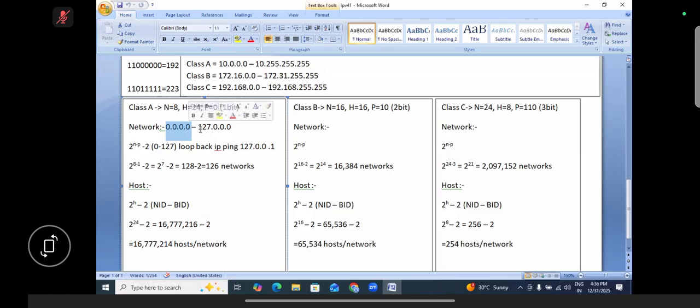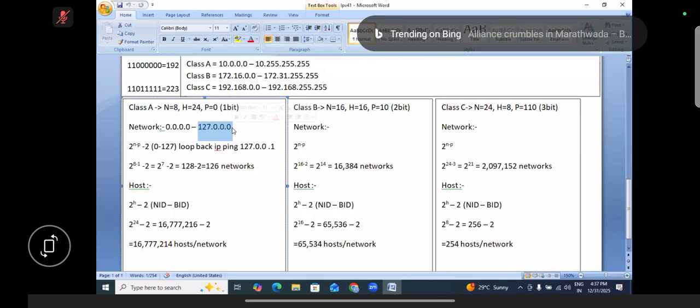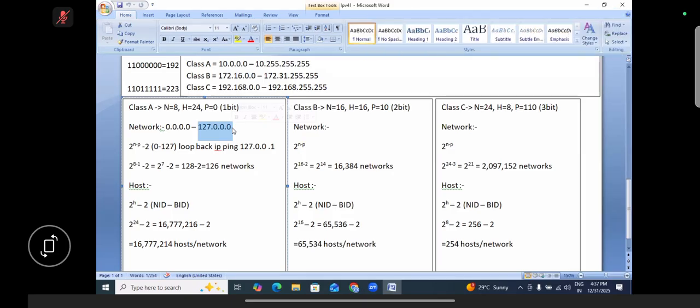And the last network, 127, the range 0 to 127. 127.0.0.0 is the loopback network. What is that? Loopback network. It's a very, very important interview question. What is a loopback IP address? What is the use of a loopback IP address? So this is a loopback IP address.